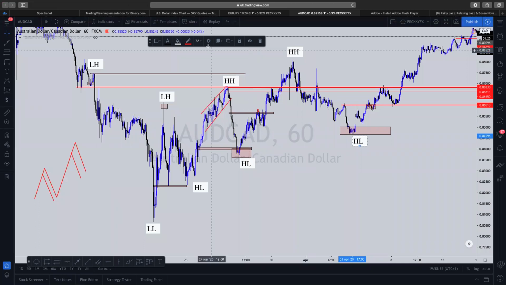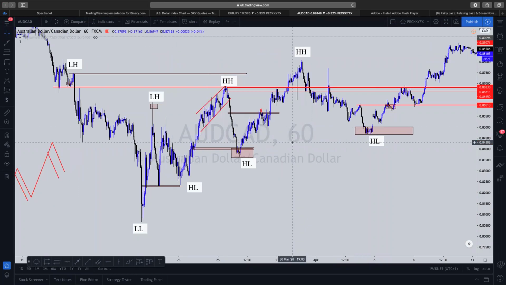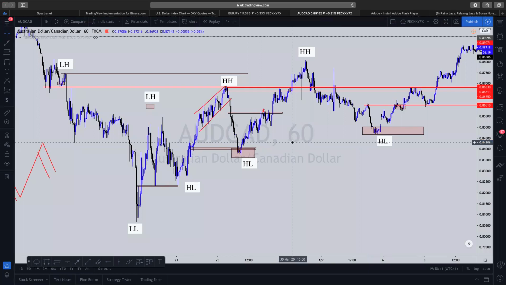Just leave engulfing candles for now. I'm trying to explain this structure now because this structure helps you to even know where the market is. It's not about engulfing and all that, because I will show you an engulfing here and it killed a lot of people on this particular pair. I will say it again.